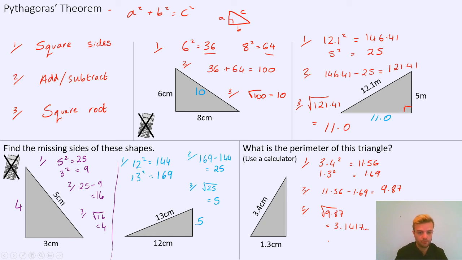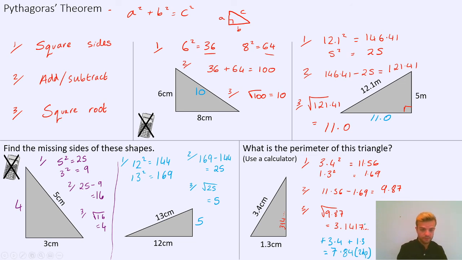But remember, for this question, there's a bit more to it because we're being asked for the perimeter. We're not just being asked to find the missing side. So to find the perimeter, I need to take the answer I just got, which is the missing side here, 3.14, and add it to all the other sides to get the perimeter. So we'll take that number and plus 3.4 and plus 1.3 to get the final perimeter. And the final perimeter is 7.84 to 2 decimal places.